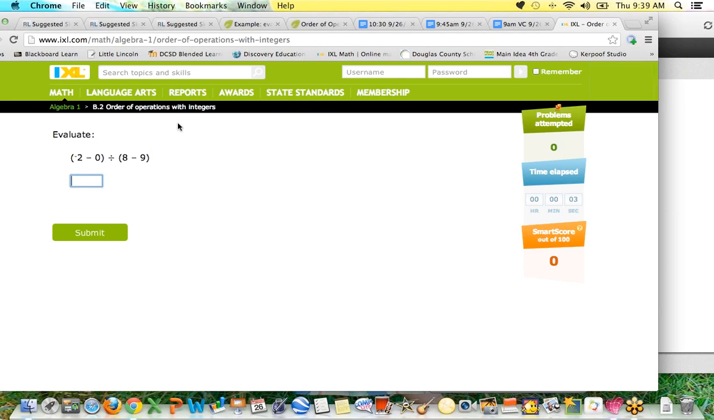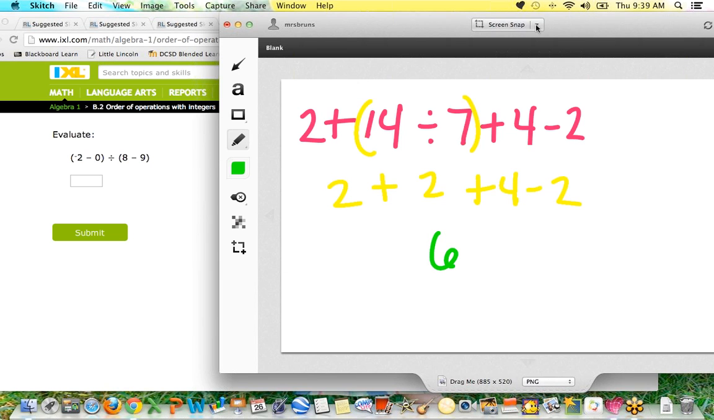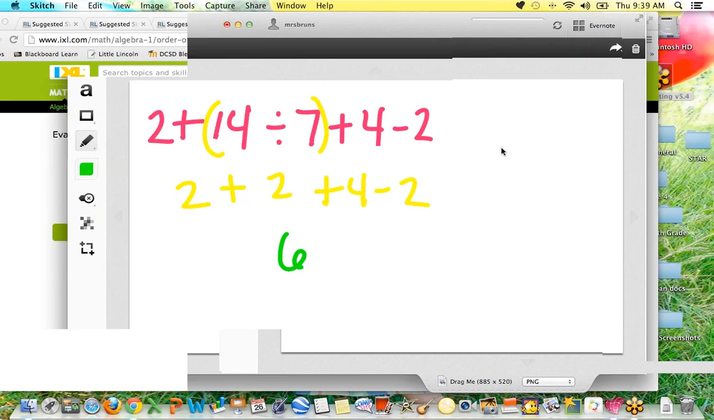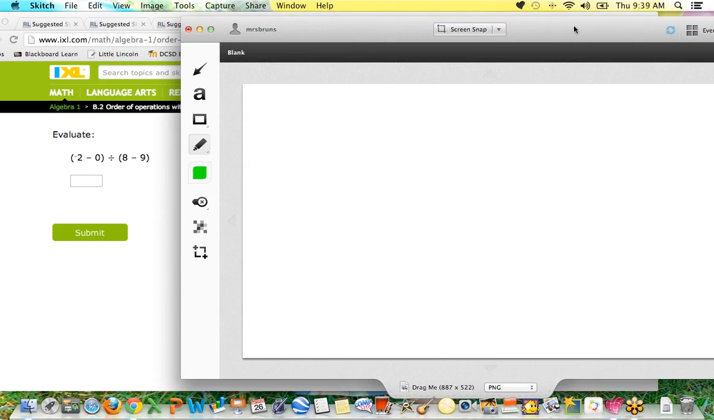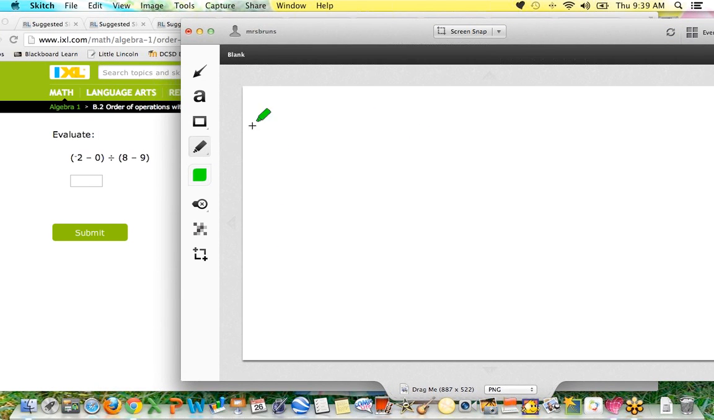Order of operations again with integers. Oh, tricky, tricky. We have a -2 minus 0. So we have to think about negatives now. So -2 minus 0, and then divided by parentheses 8 minus 9. Oh, crazy. Let me get you a blank screen and rewrite this. Here's our challenge problem for the day, and I'll leave you with this.